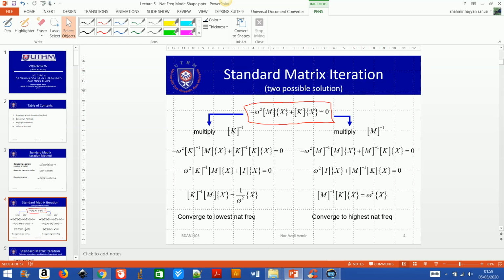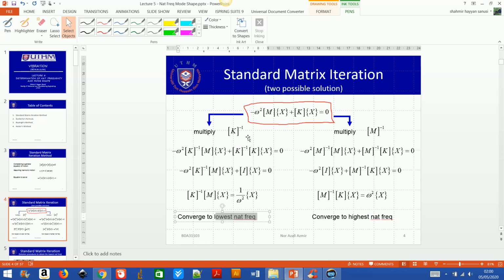So using the standard matrix iteration method, you will get either the lowest natural frequency, which sometimes we call the fundamental natural frequency, or you can also obtain the highest natural frequency. In order to get the fundamental or the lowest natural frequency, you need to multiply this equation with the inverse stiffness matrix. But if you multiply this equation with the inverse mass matrix, you will obtain the highest natural frequency. Right? It is pretty easy. Now let's jump to the solution or an example.